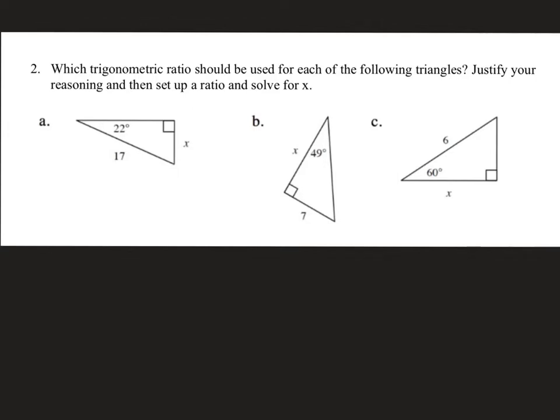What it's asking us to do is figure out which trigonometric ratio should be used for each of the following triangles, and then use that to set up and solve for x. Now, rather than just tangent, we're using sine and cosine as well. We have an acronym to help you remember which one to use, and it's SOHCAHTOA. I like to write it like this.